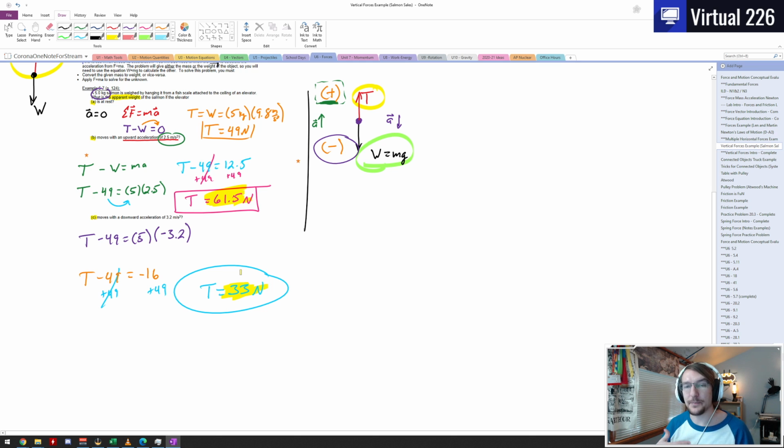So this is the idea of an apparent weight. It's an idea of vertical forces. It's still just F equals ma, but we're including weight into these problems and recognizing that the tension, or the normal force, if we want to think about it that way, can change depending on if we're accelerating up or down. Okay? And that's where we'll be.